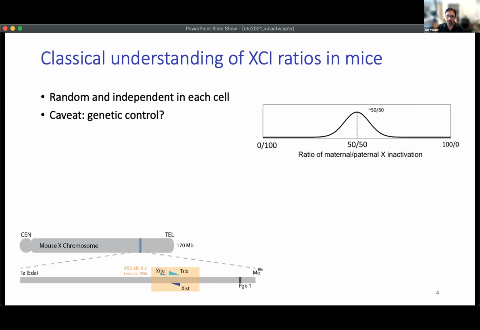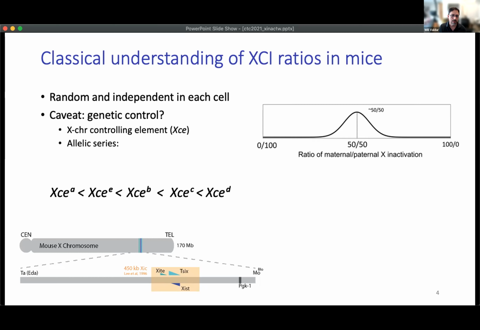So in the mouse, there's evidence that this process is actually under genetic control. Okay, we've got the mouse X chromosome here, and highlighted there's the X-inactivation center, which has various genes and bits and pieces that orchestrate X-inactivation. But the important thing in mice is that people have found that there's this region, which is not very well defined, called the X-chromosome controlling element, or XCE, and it's got a number of different alleles. Different inbred strains, for example, are homozygous for different alleles. And these alleles form an allelic series, which I've labeled here, going from weak to strong.